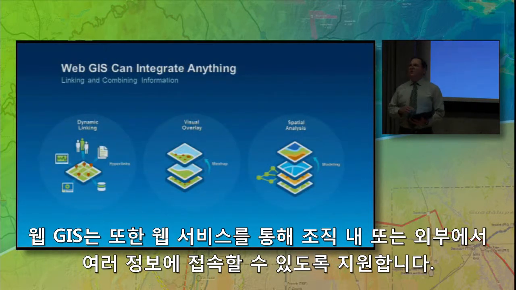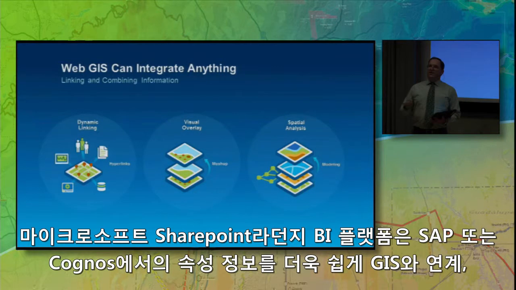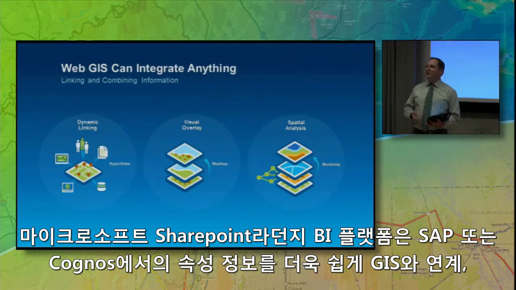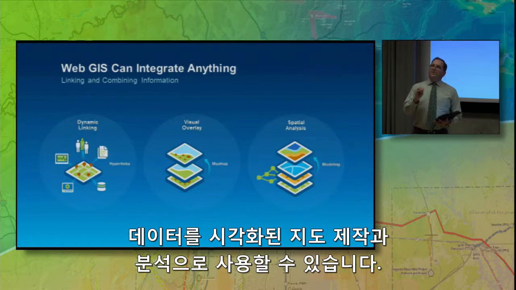WebGIS also allows you to connect to any sort of information through web services, be it from within your organization or outside. You can more easily connect to tabular information, your existing enterprise business systems like Microsoft Office or SharePoint, and your business intelligence platforms like SAP or Cognos. Then you bring this information together in a map for visualization and analysis purposes.